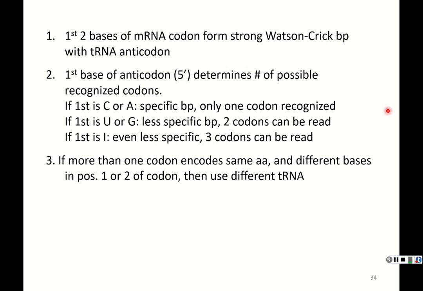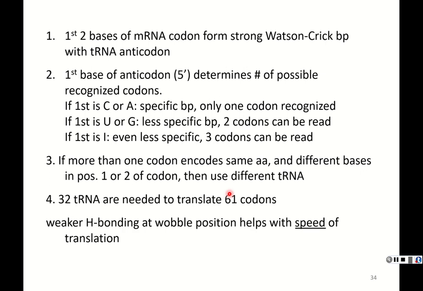If more than one codon encodes the same amino acid and has different bases in position 1 or 2 of the codon, then they use different transfer RNAs. Because of this, 32 transfer RNAs are needed to translate 61 codons. There are 61 codons because 3 of them are stop codons. Weaker hydrogen bonding at this wobble position helps with the speed of translation. So that's thought to be the benefit of having that wobble position.